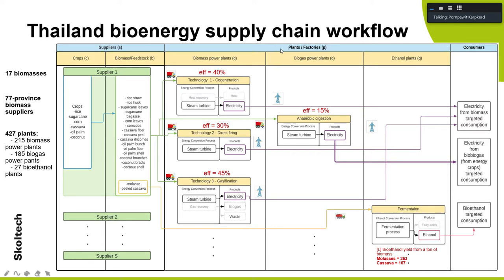The third player is the power plants, who produce energy. In this thesis, I consider biomass power plants, biogas power plants, and bioethanol plants. And in Thailand, for biomass power plants, we use three different energy conversion technologies, which are direct firing, or another name is direct combustion, the second technology is gasification, and the third one is cogeneration, or CHP. For biogas power plants in Thailand, we use the anaerobic digestion process to produce biogas from biomass first, and then use this biogas as a fuel to feed the boiler to produce energy. And for bioethanol plants, we use the fermentation process to produce ethanol from molasses and cassava. Different technologies have different energy efficiency, as you see in the red color here.